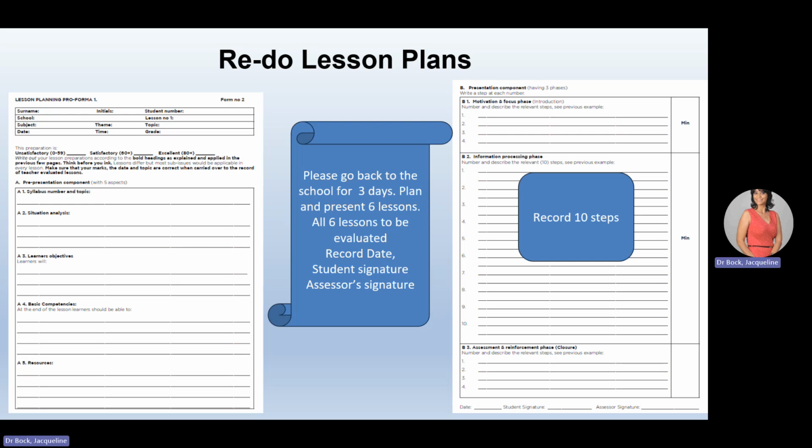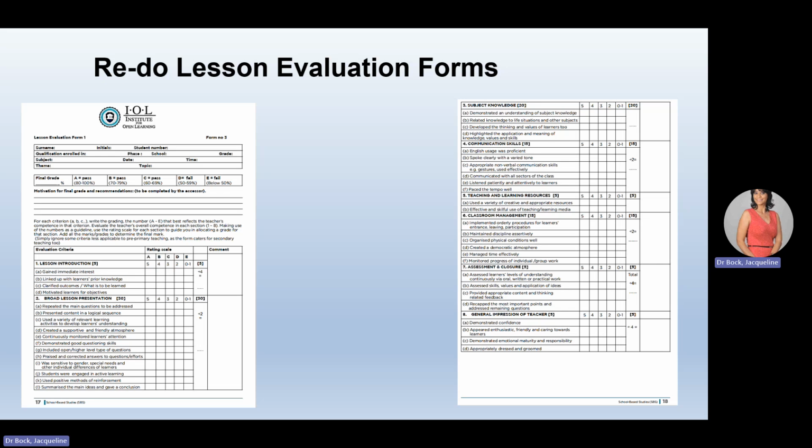So the 10 steps need to be written out of how you are going to present the lesson, the main steps that you will be following. Redo lesson evaluation. See, while you are presenting the lesson, the teacher will be completing this one. We will urge you to use the digits there, 5, and not only the crosses or the ticks that we saw earlier, but to indicate with a digit, a 5, a 1, a 2. It's easier for us to control.